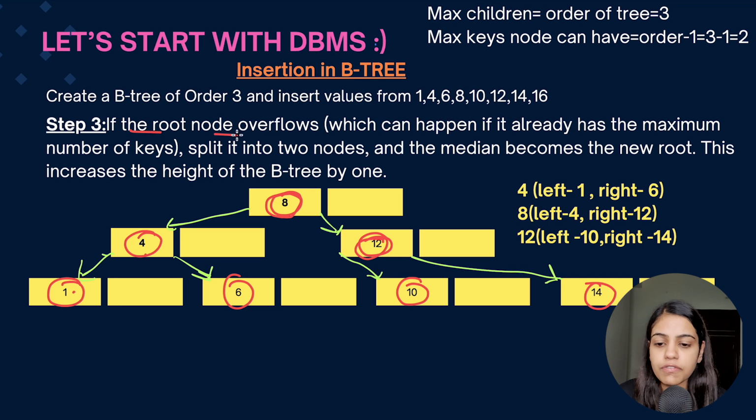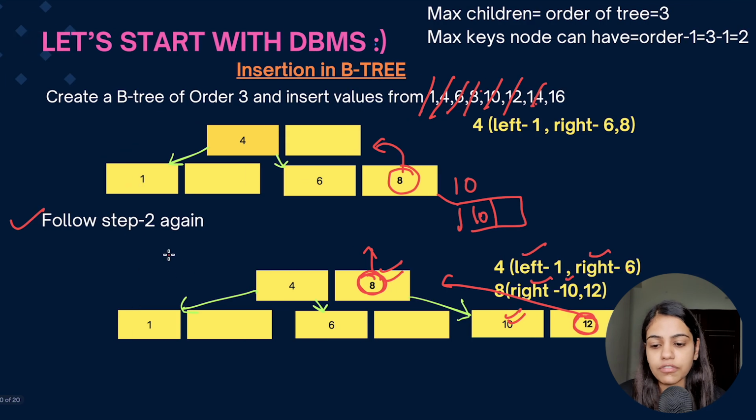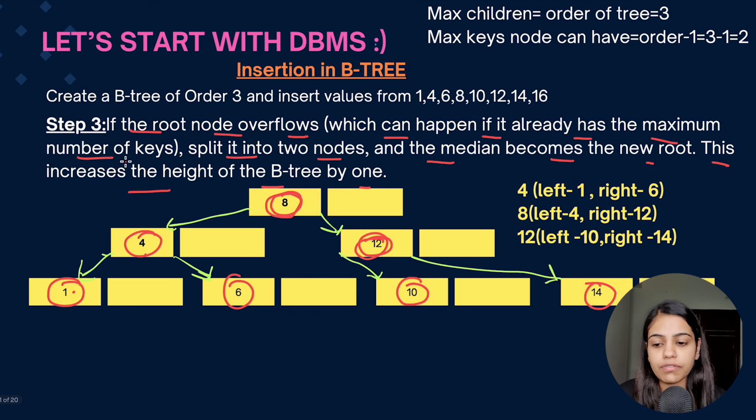So in step 3, if the root node overflows, which can happen if it already has the maximum number of keys, split it into 2 nodes and the median becomes the new root. This increases the height of the B-tree by 1. Here we can see that the height of the tree had only 2 levels, 0 and 1, but now the height of the tree has increased. So this is how you can do an insertion in B-trees.